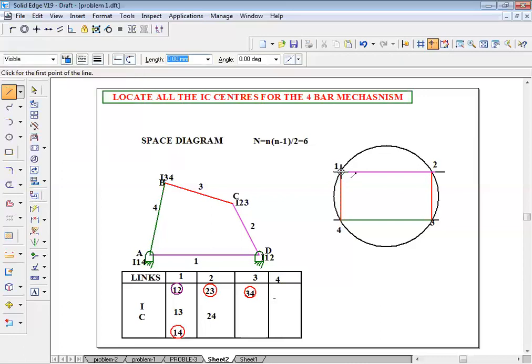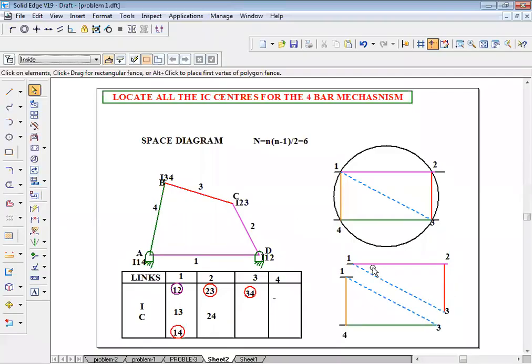Now I'll join 1 to 3. From this you can observe that it will form two triangles, right? 1 2 3 and 1 4 3. I will repeat once again, 1 2 3 and 1 4 3. So for your convenience, I will take the triangles separately outside the circle to understand. This upper triangle we can call 1 2 3. This lower triangle we can call 1 4 3.